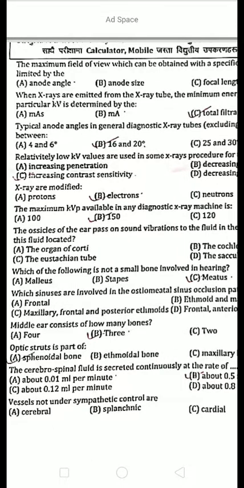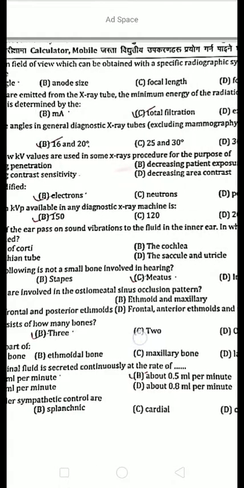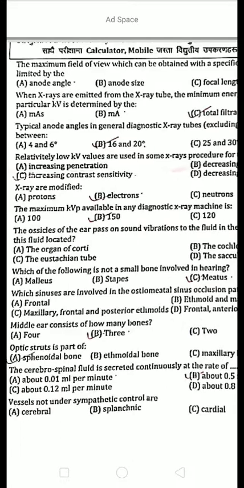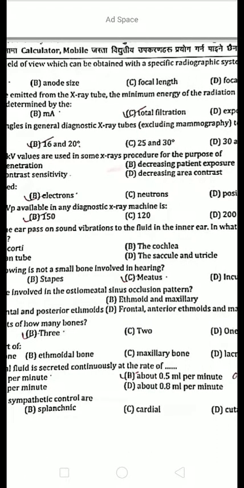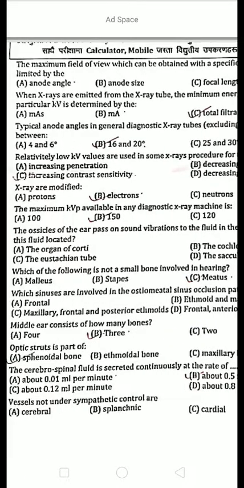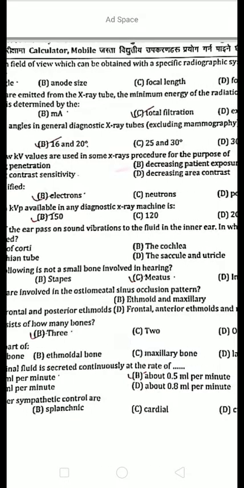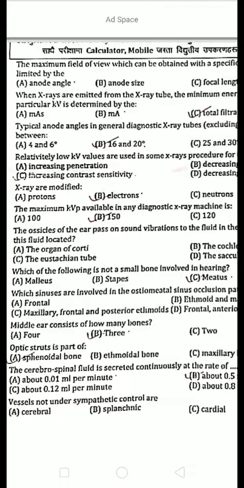Which sinuses are involved in the ostiomeatal complex pattern? The correct answer is C: maxillary, frontal, and posterior ethmoidal. These are the sinuses involved in the ostiomeatal unit.